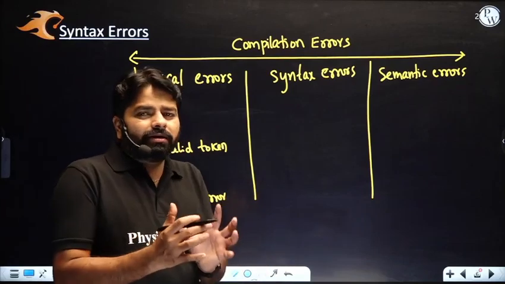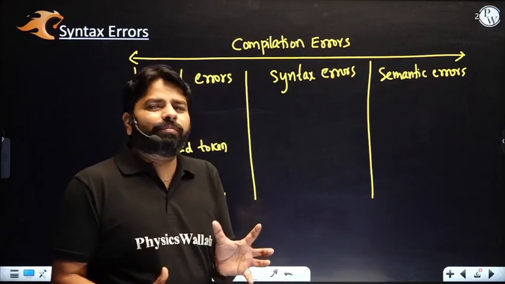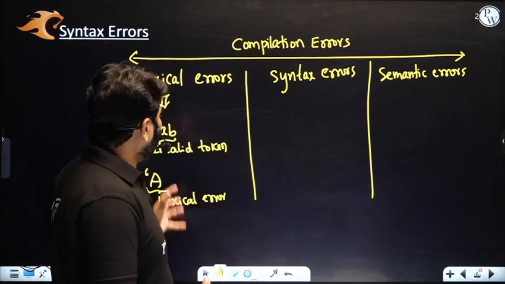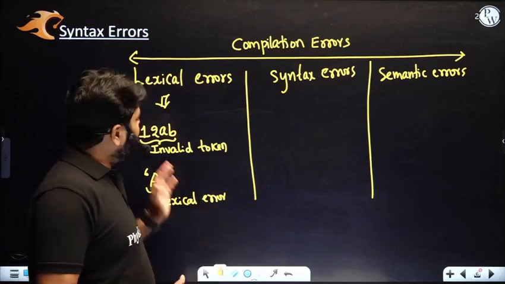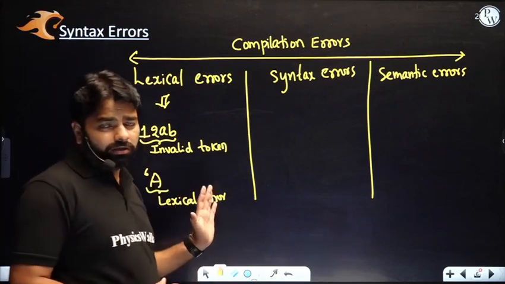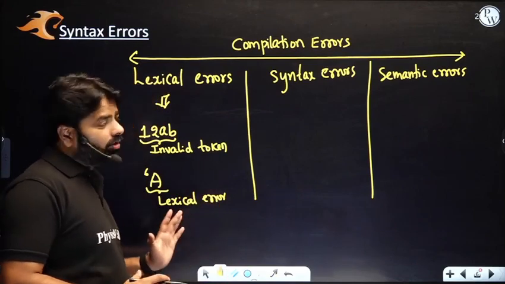It only looks at the group of characters, whether it has a meaning or not. The character group may be divided into multiple tokens, but do you have a meaning or not? Do you have a valid token to produce or not?